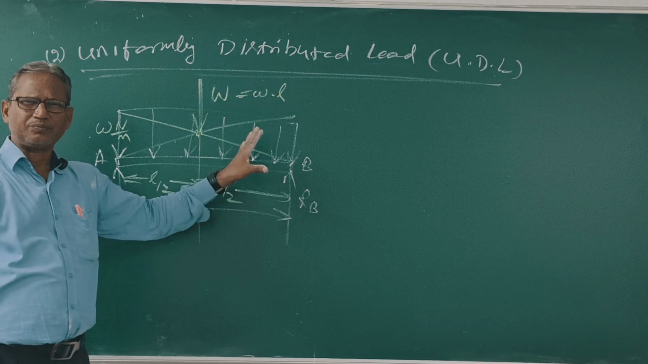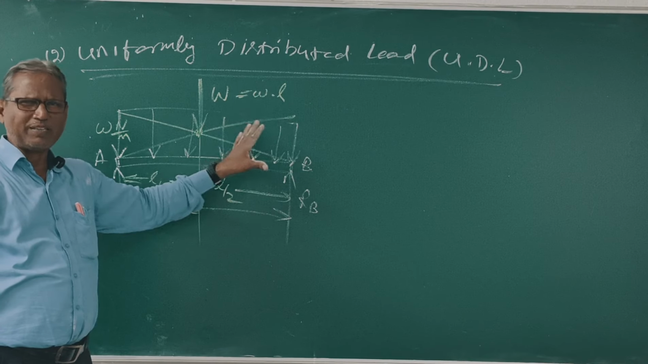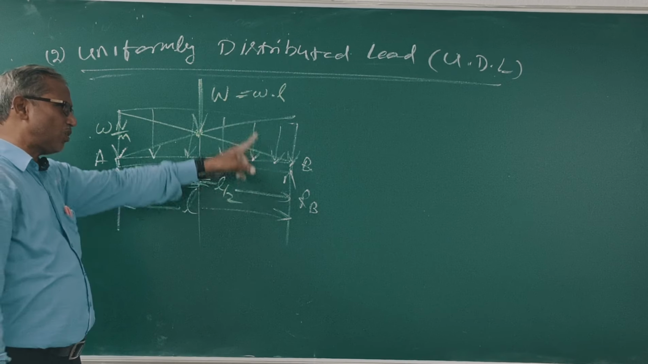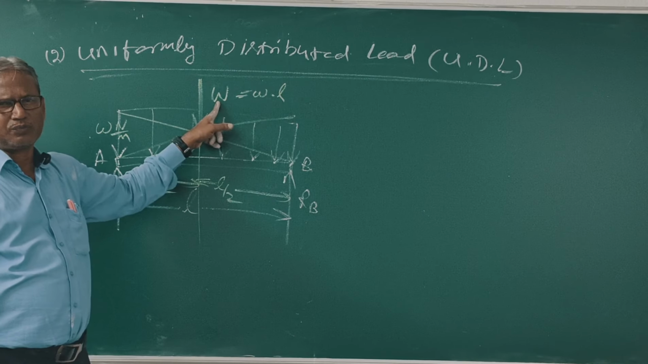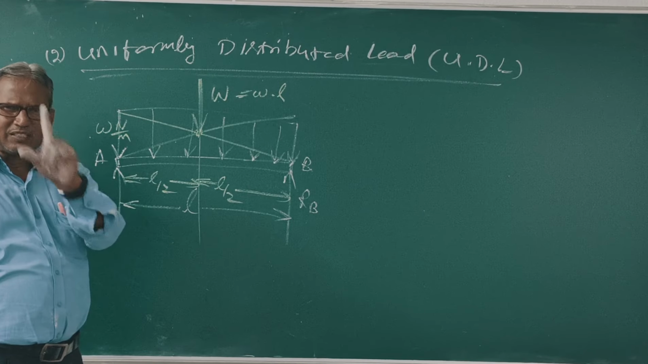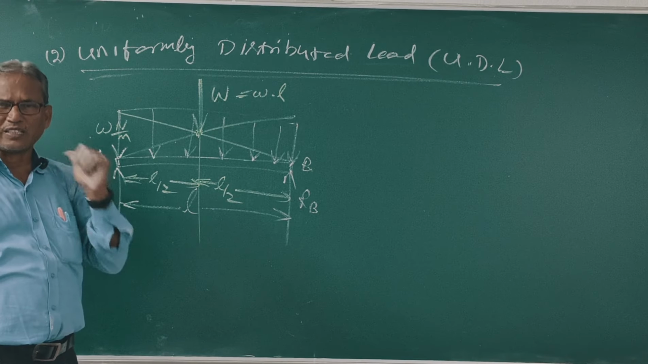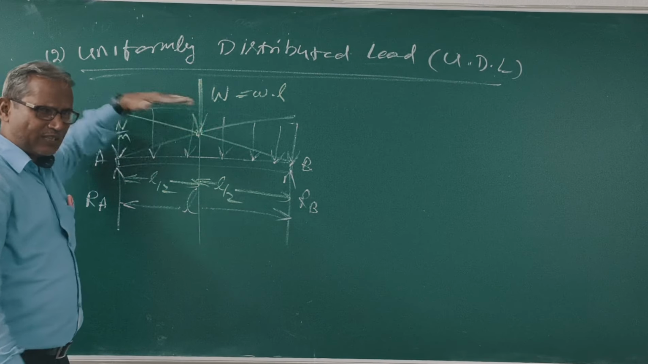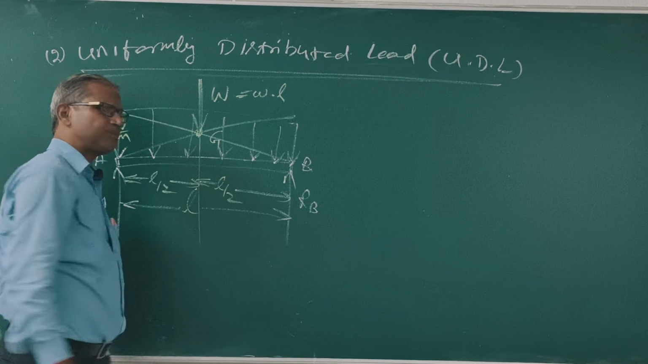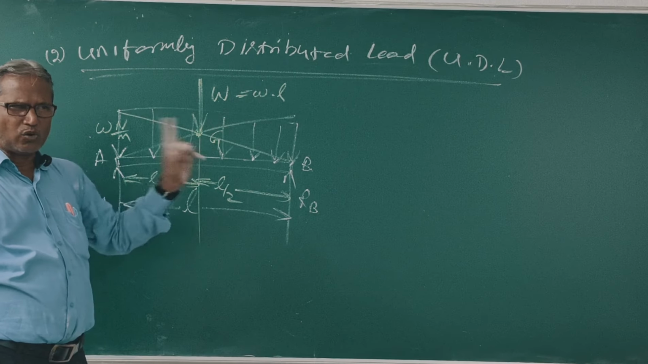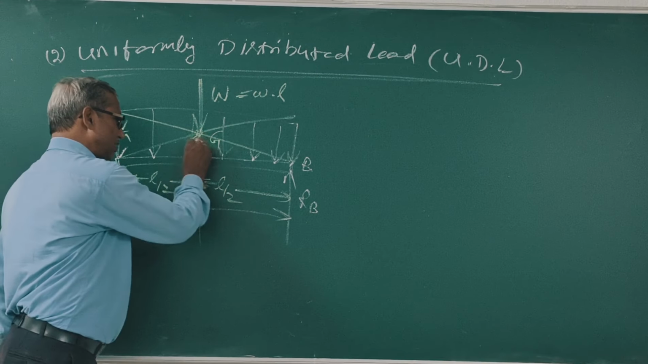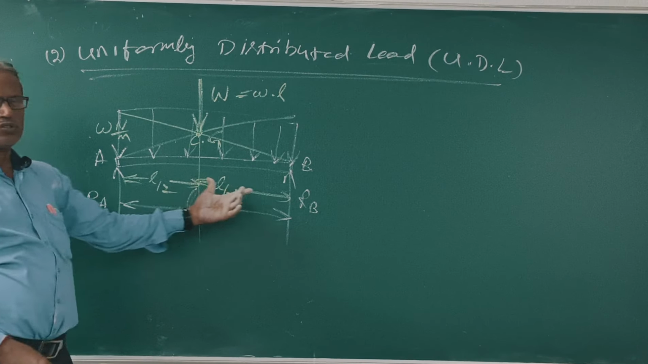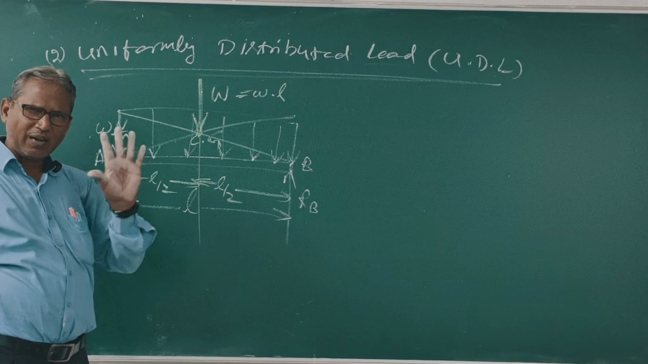Clear? This is also UDL. This figure is also the same as UDL. Load w, length L. This forms a rectangle. Its area is equal to w L. This is the total load W, acting at the CG of the loaded portion. What is CG? For a rectangle, where two diagonals cross each other, that is the CG. This is point G. At this CG, the load W is acting. That means this is L by 2, this is L by 2. Very clear? I'll do an example.